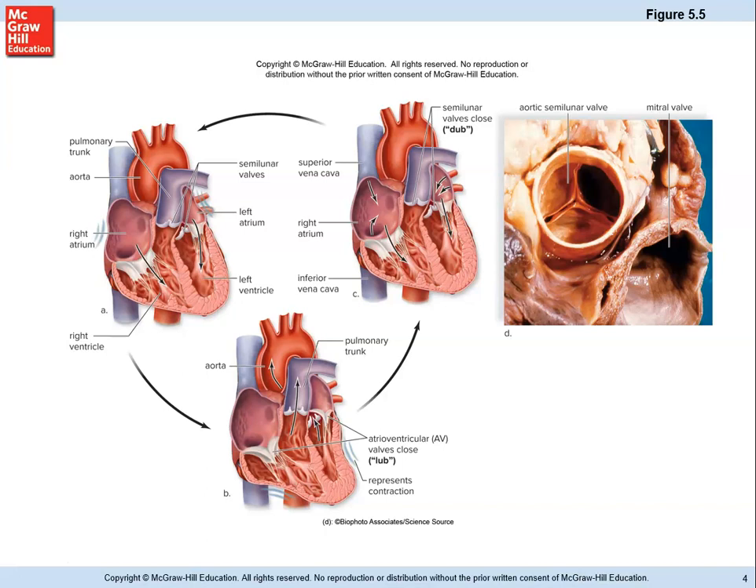So the lub part, the first sound, comes from the atrioventricular, from the tricuspid and bicuspid valves slamming shut. The second sound, the dub, comes from the semilunar valves, so the pulmonary valve and the aortic valve slamming shut. And so that tells you basically the heart is completing one half of its contraction or completing the other half of its contraction with those two sounds. So a single heartbeat actually consists of those two independent sounds from two independent sets of valves slamming shut.